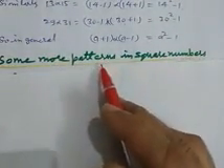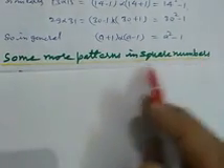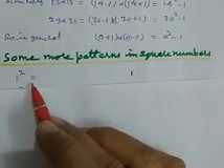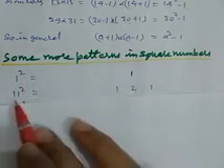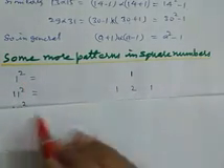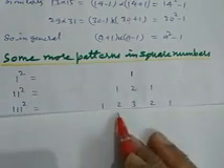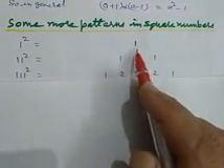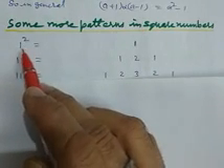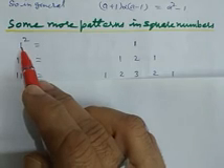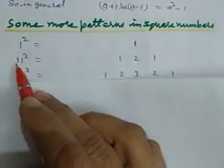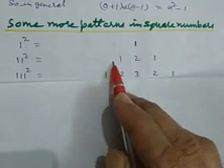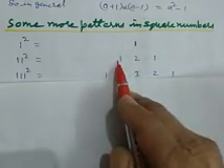Some more patterns in square numbers. We observe some squares. 1 square is 1, 11 square is 121, 111 square is 12321. Here we observe that there is a pattern. How many ones are there? 1. So here is the 1. Here two ones, so start with 2 and make the descending order on both sides, left side and right side, 2 and 1, 2 and 1.